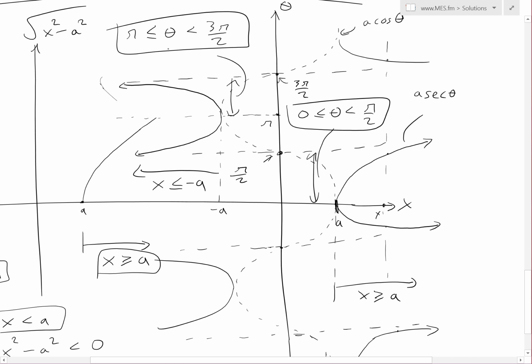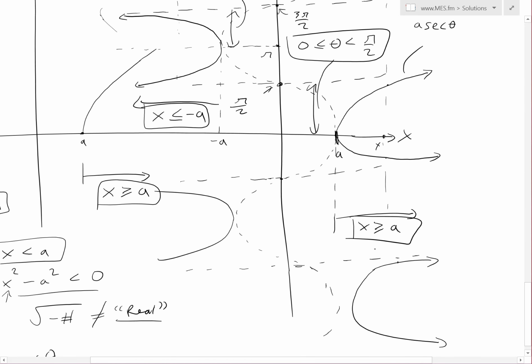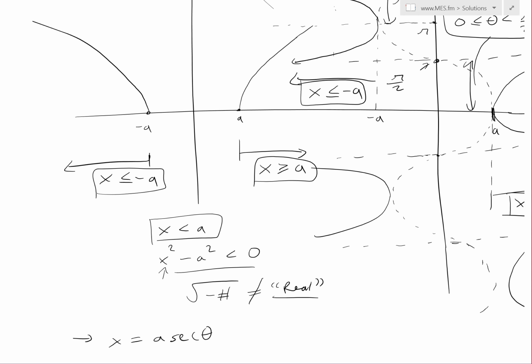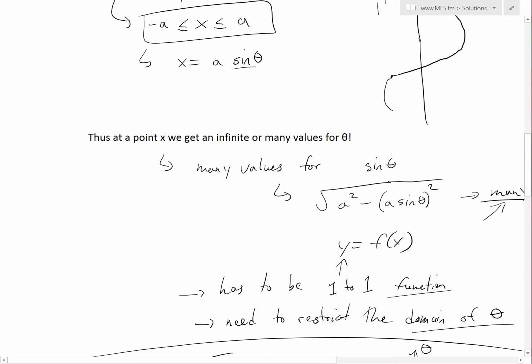So when we restrict it to this domain, it doesn't cut through anything. We have a 1-to-1, we no longer have multiple points, and also we still keep this restriction right here, where x is less than or equal to negative a, and x is greater than or equal to a, which is part of this function. So we could basically use this after all in the trig substitution.